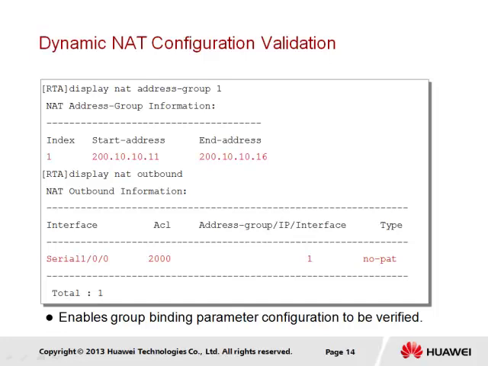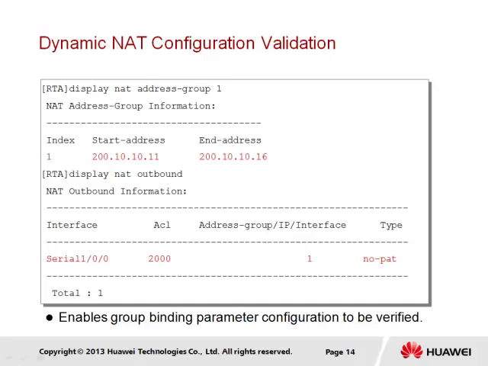For the dynamic NAT configuration, there are two commands that can be used to validate the configuration. The first is the display NAT address group command that is used to determine the range of addresses that have been assigned as part of the public address group. In this instance, we can see that a range from 200.10.10.11 through to 200.10.10.16 has been assigned.